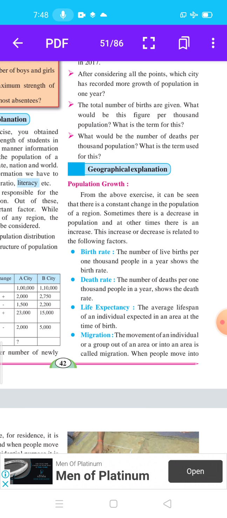The number of live births per 1000 people in a year shows the birth rate. Then next is death rate. The number of deaths per 1000 people in a year shows the death rate.